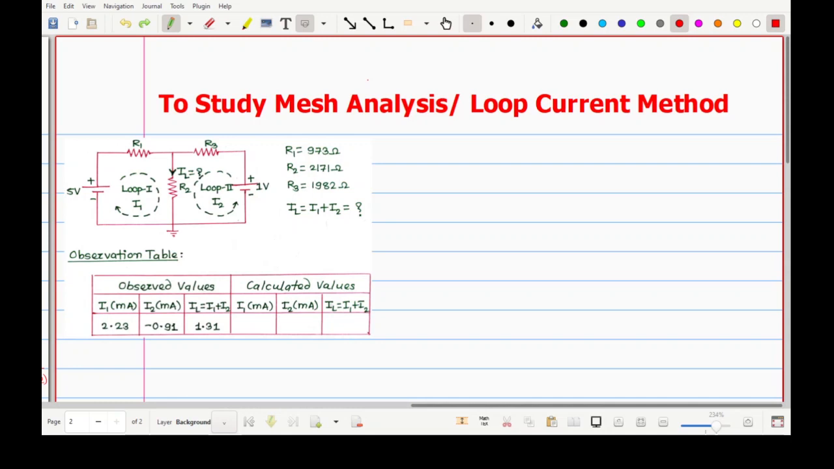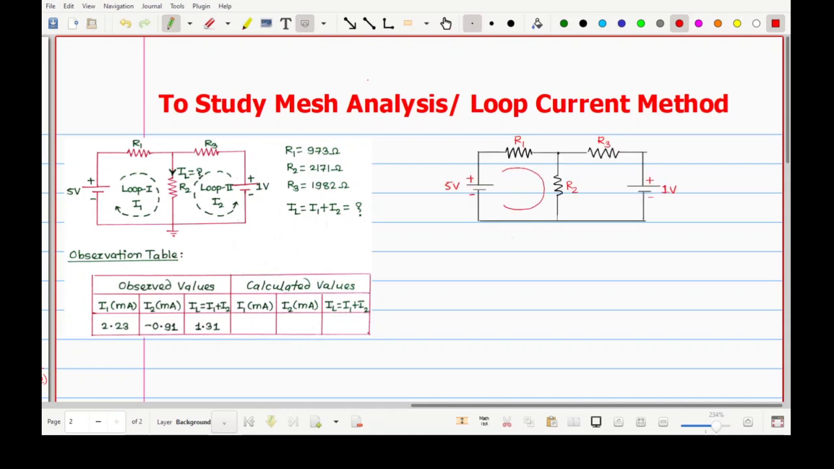So friends, we have already covered the demonstration part. Now we will verify our experimental results with calculation. Actually we have to apply mesh analysis. So first of all I will draw the circuit diagram over here. So this is your circuit diagram.